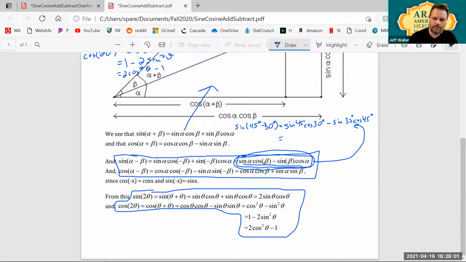So what is sine of 45? That's a beautiful angle, right? What's sine of 45? Square root 2 over 2. That's right. What about cosine of 30? Somebody else tell me that.